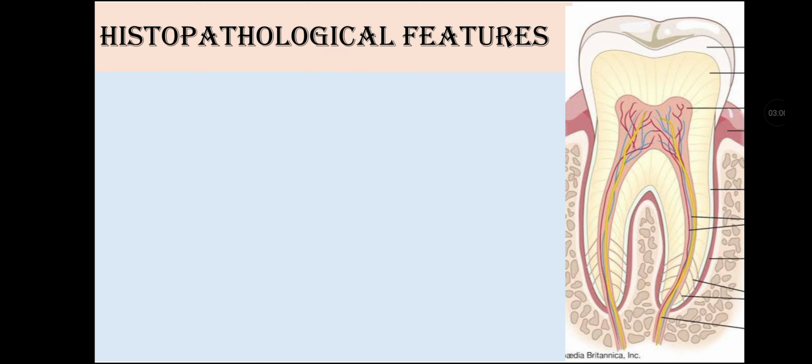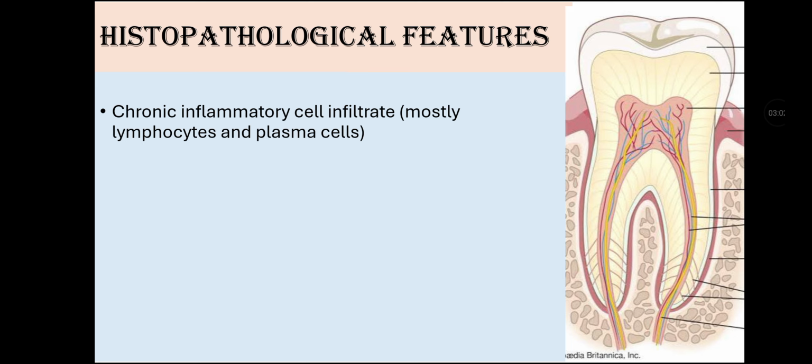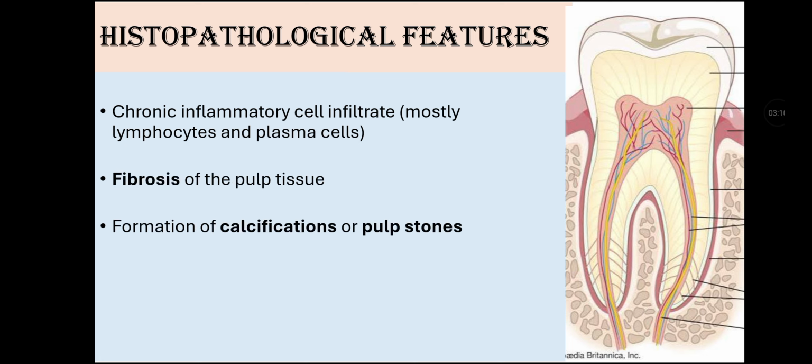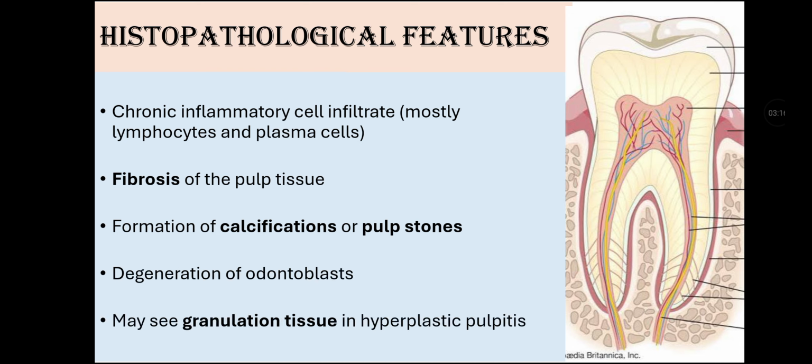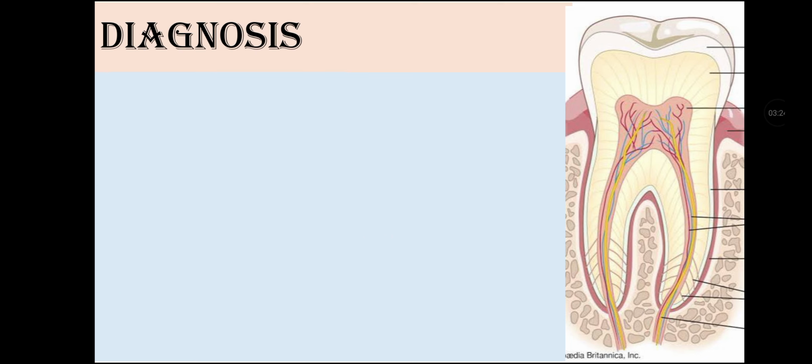Now let's talk about histopathological features of chronic pulpitis. There is chronic inflammatory cell infiltrate that is mostly lymphocytes and plasma cells. There may be fibrosis of the pulp tissue and formation of calcification or pulp stones. Degeneration of odontoblasts is also associated with chronic pulpitis, and there may be granulation tissue, especially in hyperplastic pulpitis or polypoid pulpitis.